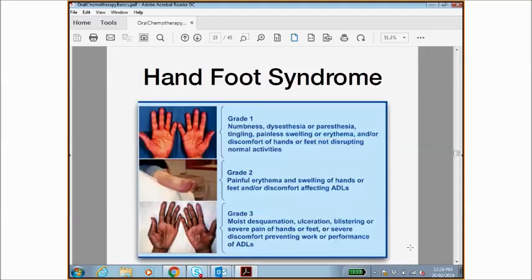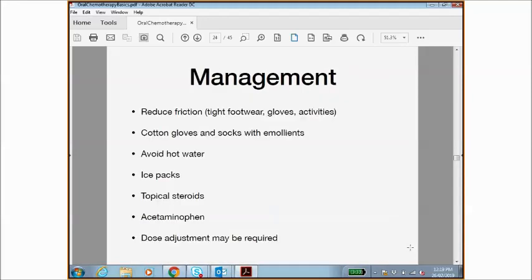So here's an example of what it looks like, and it can be quite angry and painful and just not very good for quality of life. It can disrupt their movement. They can't walk, they can't do certain things, and the grades are listed there.